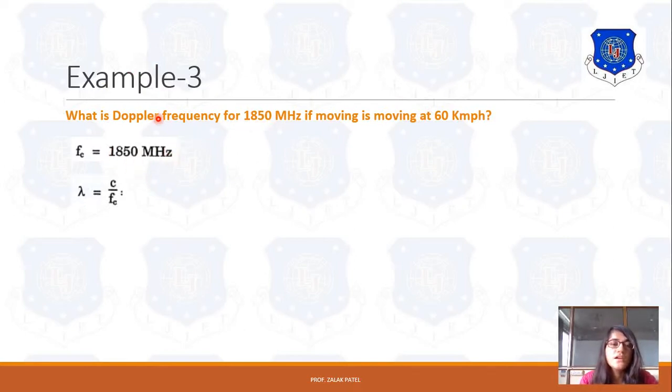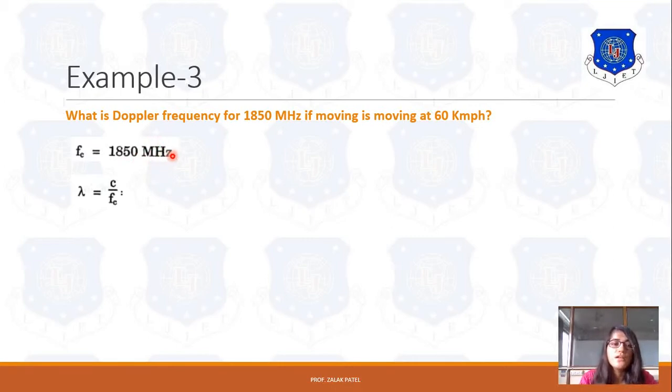Next, with 1850 MHz we can find out the wavelength. We all know that the free space speed, denoted by c, is equal to f into lambda. So we can easily find out lambda. We want to find this wavelength because in the equation of Doppler shift frequency we need wavelength. So c means free space speed, which is 3 into 10 raised to 8 meter per second, and fc is 1850 megahertz, where mega means 10 raised to 6, so 1850 into 10 raised to 6 hertz.